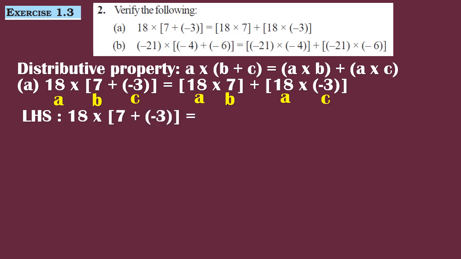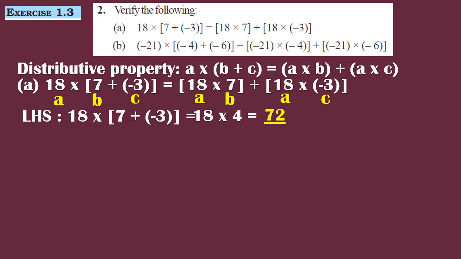So first let us prove the LHS. LHS means left hand side. That is 18 into 7 plus minus 3. It is equal to, what is 7 plus minus 3? A positive number and a negative number you are adding. So you need to find the difference and put the sign of the bigger number. So here the difference between 7 and 3 is 4. And since 7 is the bigger number and the sign of 7 is positive, 7 plus minus 3 will be positive. That is 4. So 18 into 4, which is equal to 72.